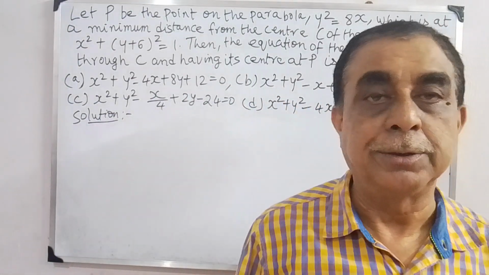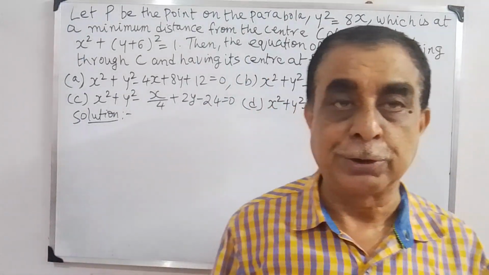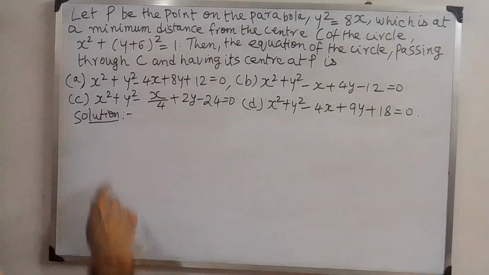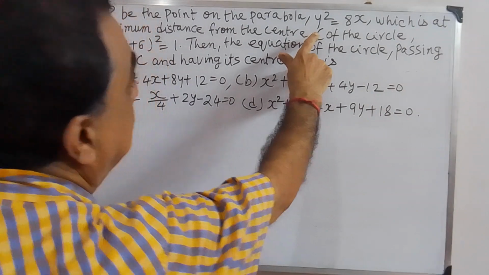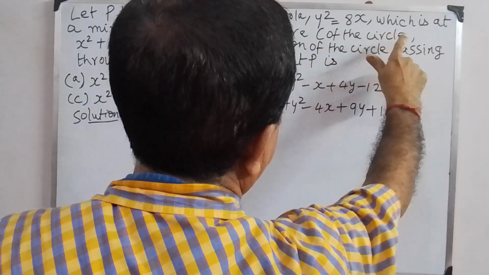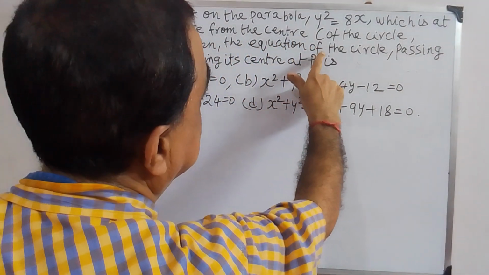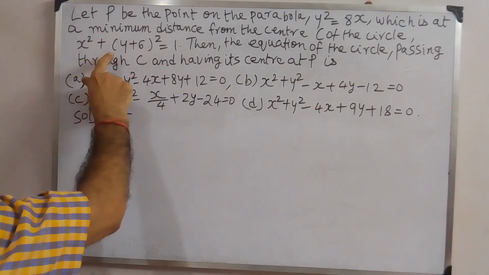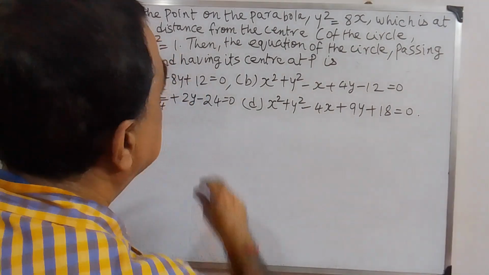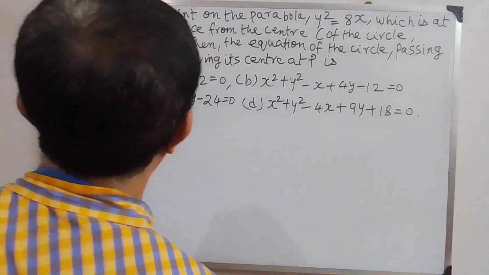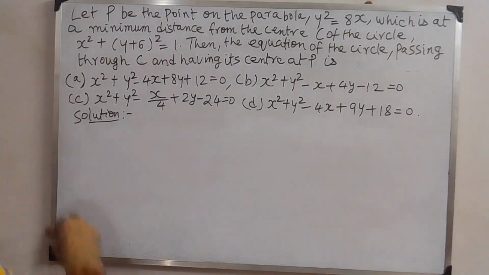Today we are doing a sum from JEE Mains 2016. The sum reads like this. Let P be the point on the parabola y squared equals 8x, which is at a minimum distance from the center C of the circle x squared plus (y plus 6) whole squared equals 1. Then the equation of the circle passing through C and having its center at P is.